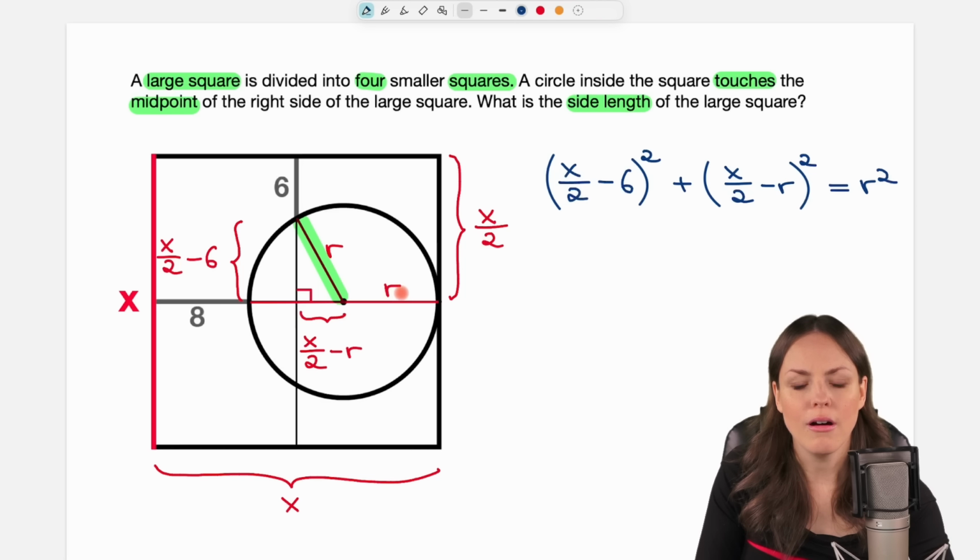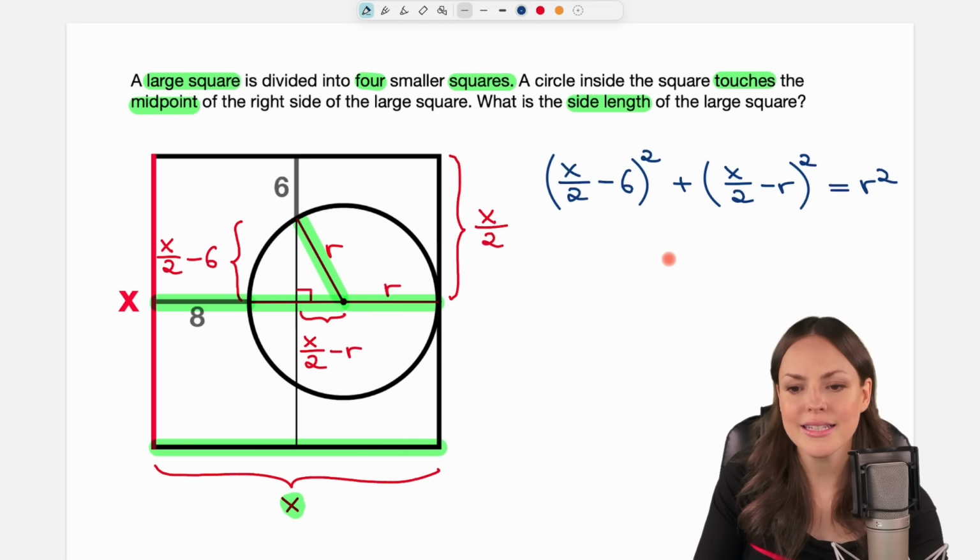What do we know about r and x and their relationship? We have r here. Here we have another r, and then we have the 8. So we can go from the left here to the right using 8, r, and r. But this is also the length of this square here, which is of length x. So now we found a relationship between x and r because x is equal to 8 plus r, so plus 2r.